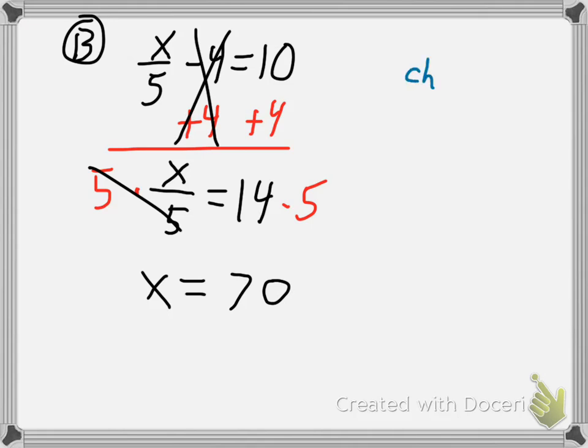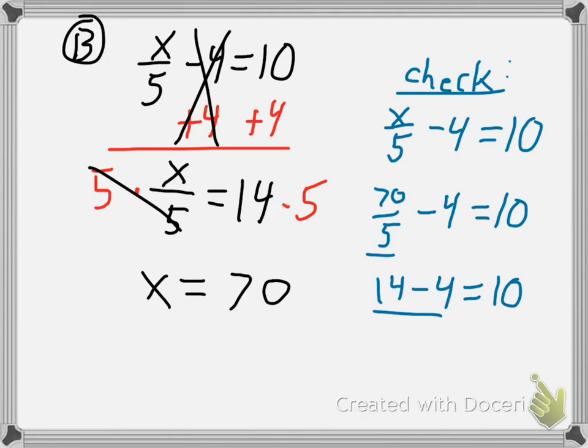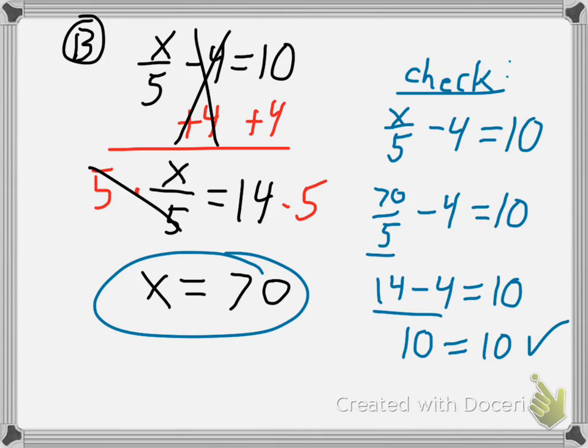I should go back through and check this by plugging it back into the original equation. x over 5 minus 4 equals 10. So I'm going to plug x in as 70. So 70 divided by 5 minus 4 equals 10. I have to do my division first here. 70 divided by 5 is 14. So 14 minus 4 equals 10. Does 10 equal 10? Yep. So I know that's my correct answer.